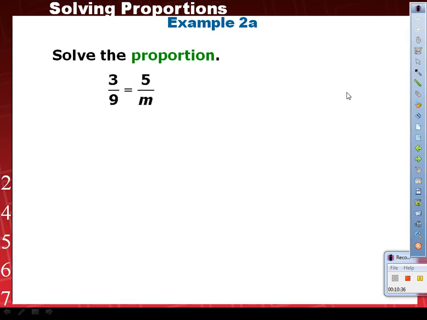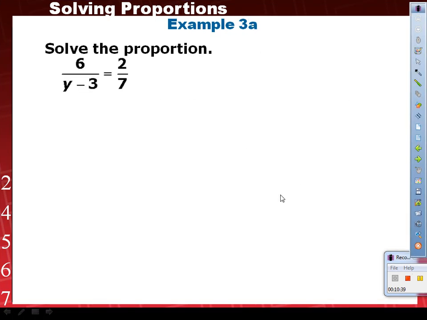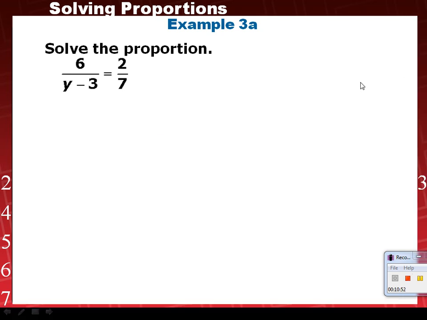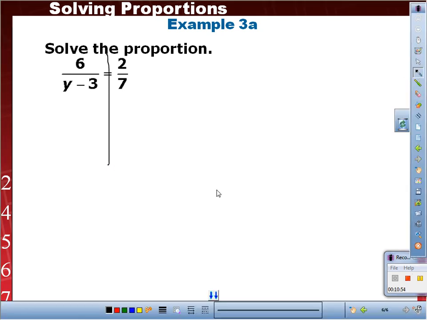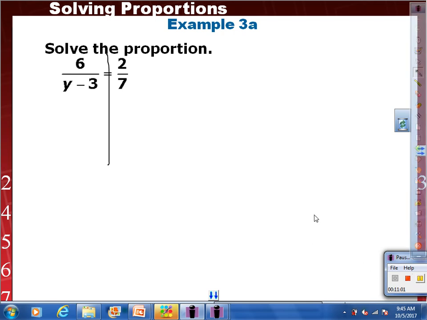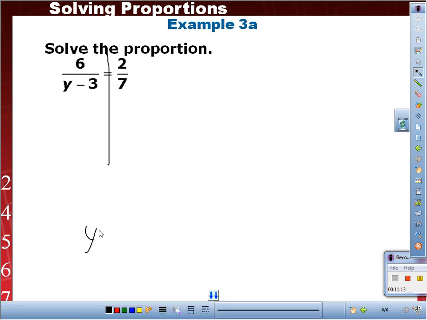Okay, let's kick it up a notch. Example 2b. Oh, not that one. 3a. Copy this one. 6 over y minus 3 equals 2 over 7. Let's do this one together. I'll help you out on this one. I'll give you a head start. Go. Check with the neighbor, see what they got. Hands if you got y equals 24.